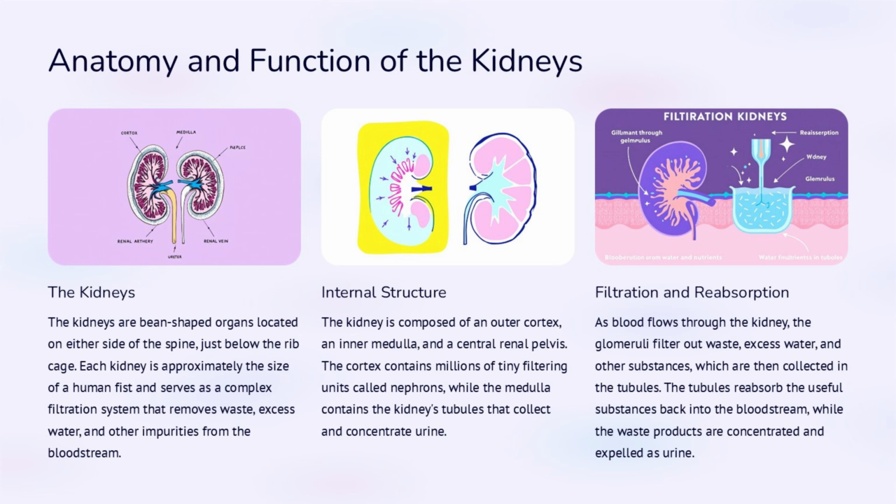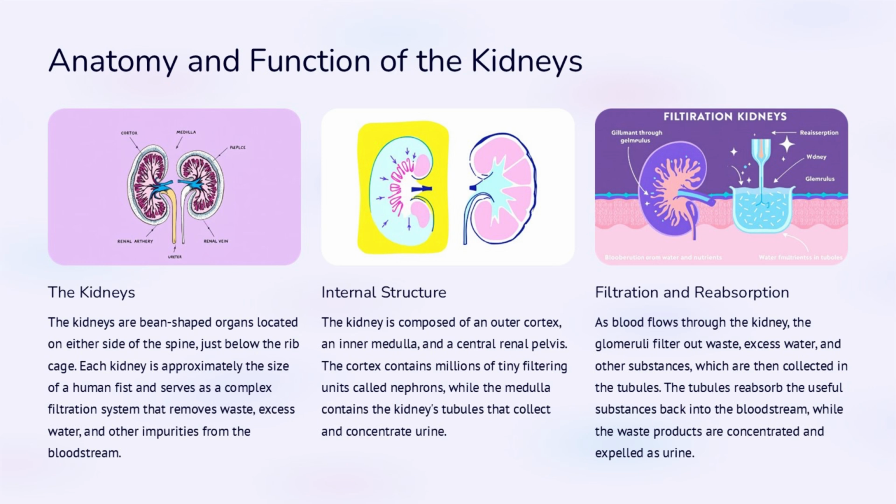The kidneys remove waste, excess water, and other impurities from the bloodstream. The kidney is composed of an outer cortex, an inner medulla, and a central renal pelvis. The cortex contains millions of tiny filtering units called nephrons. The medulla contains the kidney's tubules that collect and concentrate urine.